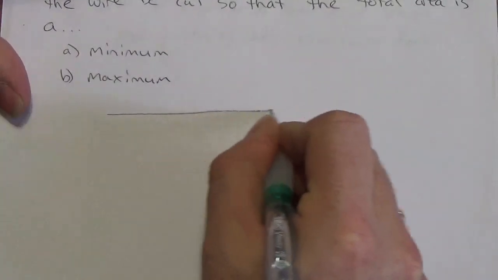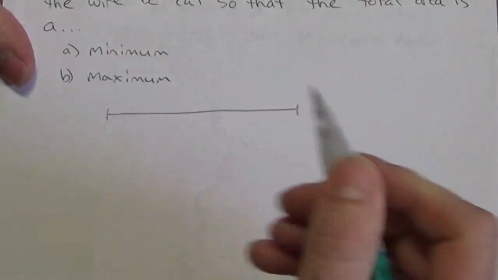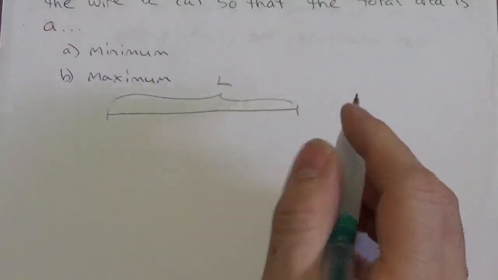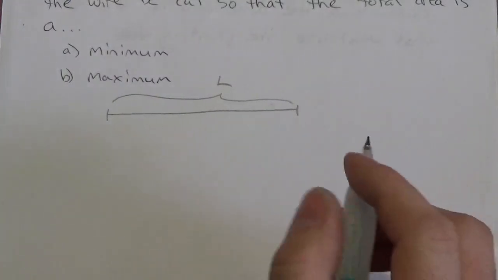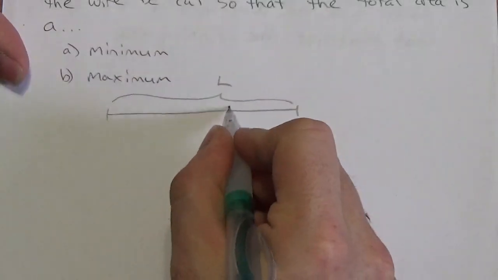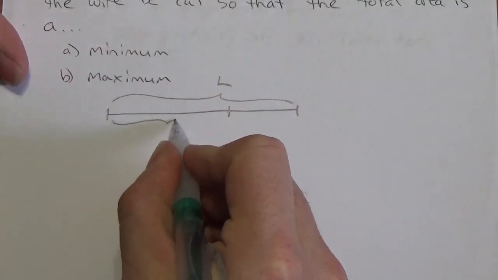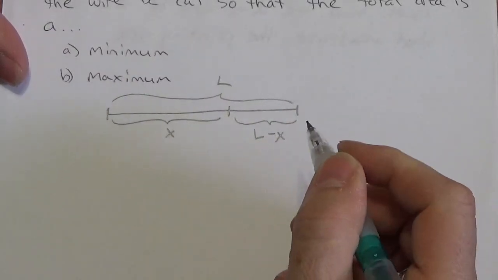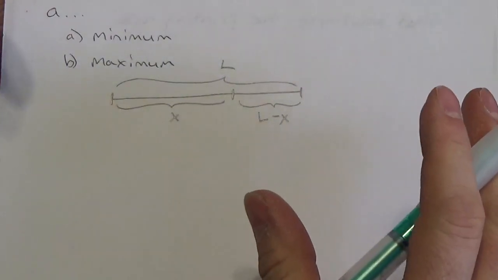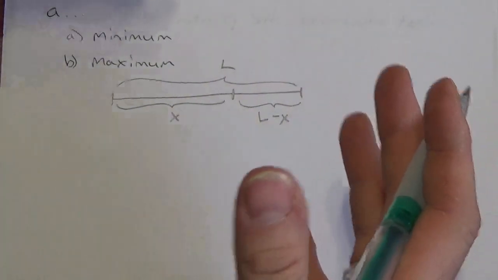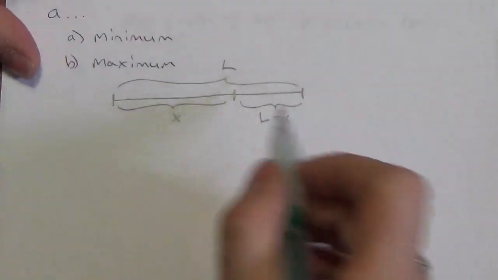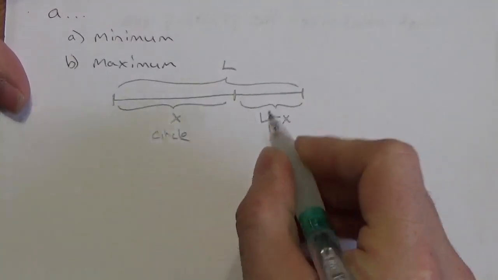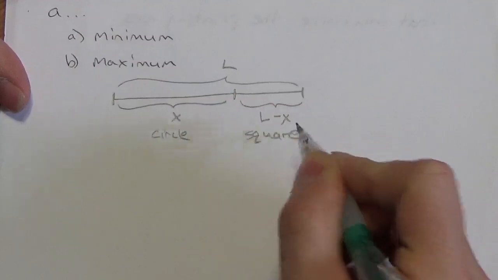So let's start with a bit of wire here. This is our length L, and we're going to cut it. Now, the issue is, how do you cut it? What we're going to do here is put a little mark right here. Let's say that this distance right here is x, and this distance right here is then, as a result, L minus x. In this particular version of the problem, I'm going to put part of this towards a circle and part of this towards a square. It doesn't really matter which one I do here. Let's just say, for example, that this is going to be the circle, and then this will be the square.